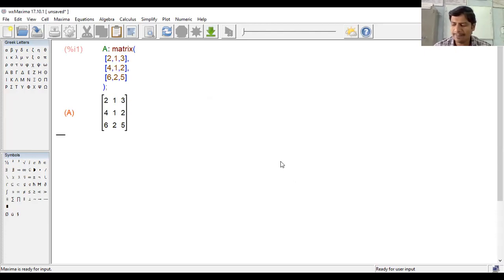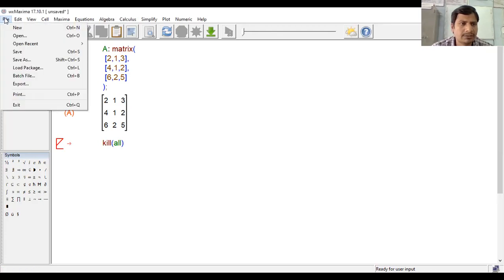After that, go to the next step. See here, you type kill(all). This is another method. Last time I did it here. Then I go to File, then Save.